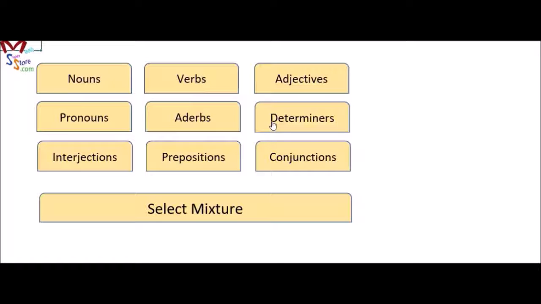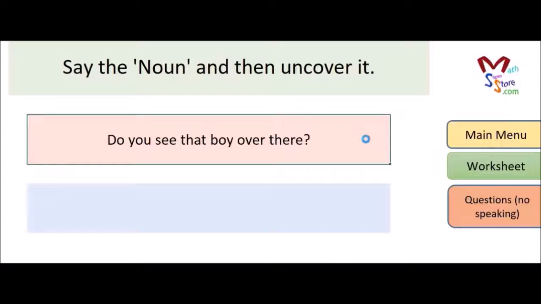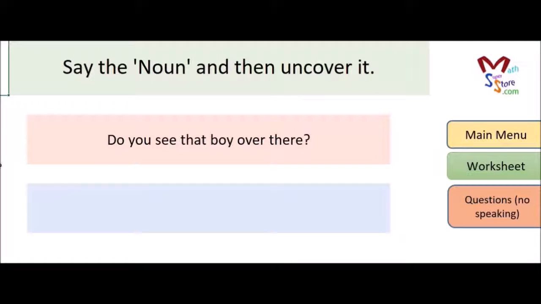Okay, this is a parts of speech worksheet generator and whiteboard resource. They've got nouns, verbs, adjectives, all parts of speech. We can select a mixture, we'll do that later. If we go to nouns, do you see that boy over there? It will speak the question. Do you see the boy over there? It will say the noun and then uncover it. And the noun is boy.